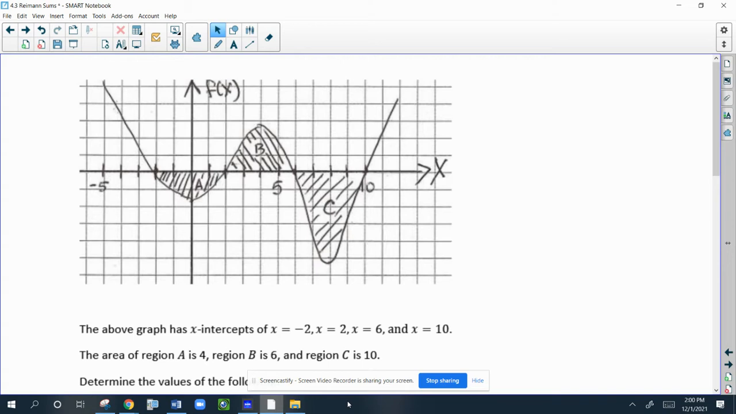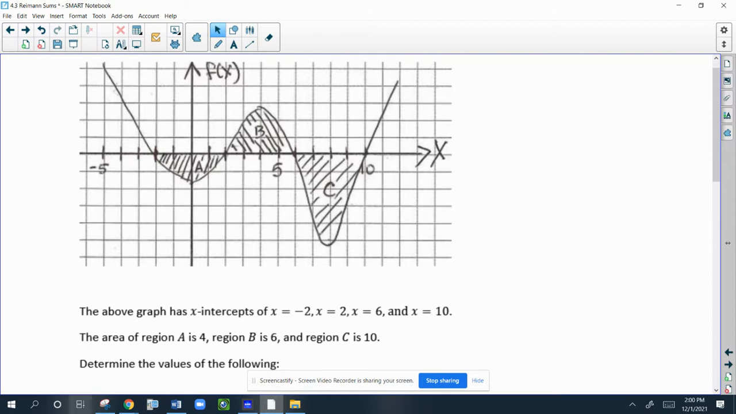All right. Hello, everybody. Here's some examples that use properties of definite integrals. So we're looking at a graph, and it has three shaded areas, A, B, and C. It tells you where the intercepts are. Basically, it's telling you they are where it looks like they are, and so we don't have to read that.